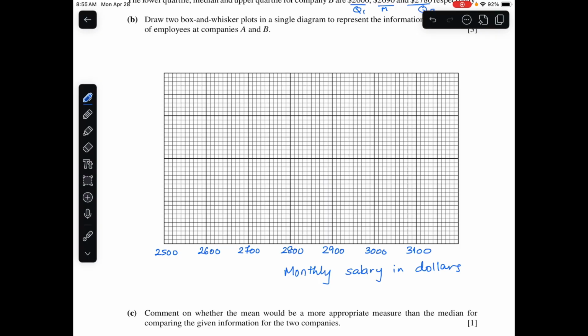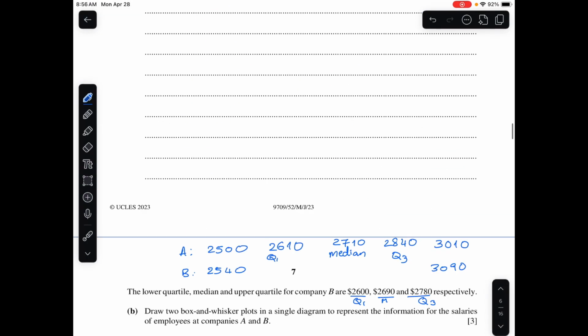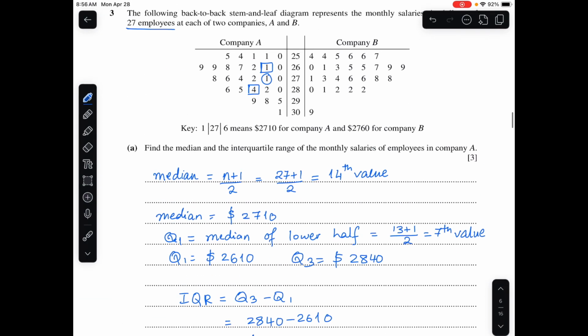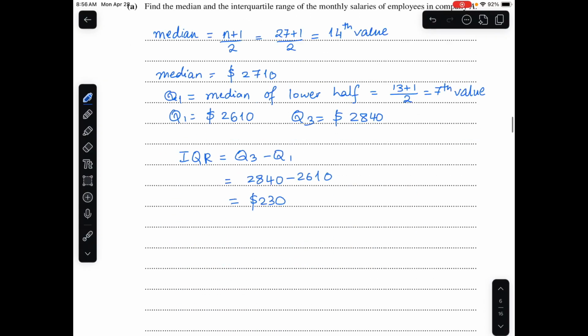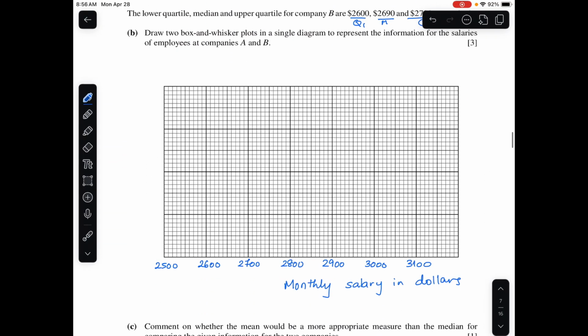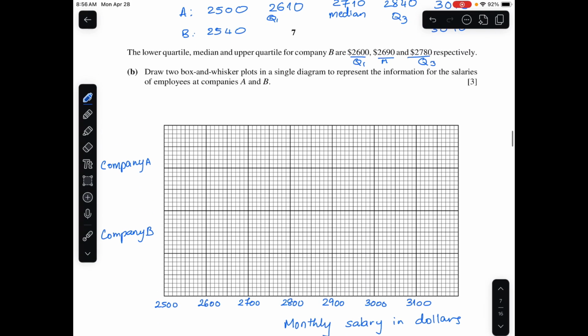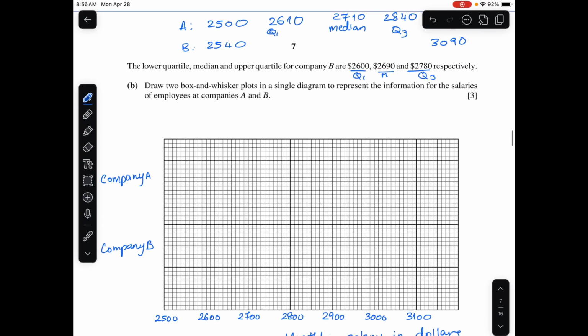And on this side, we are going to have the companies, which are A and B. So company A and company B. Let's put company A here and company B at the bottom maybe. So the first value we have over here is 2500 for company A. So let's mark that. It doesn't matter how big the length is over here, but you've got to be consistent.